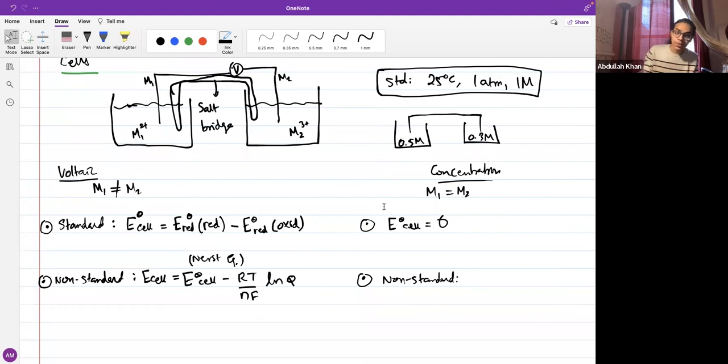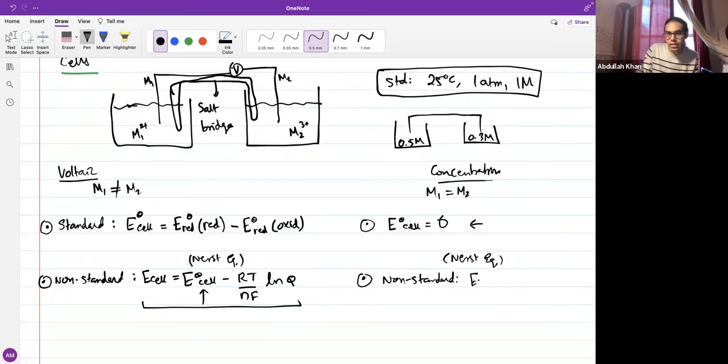Okay, cool. And you still use the Nernst equation, but the modified version of the Nernst equation, because we know what this fact is. Take your general Nernst equation, which is here. And we know that the standard cell potential is 0. So plug in 0 for this. So you get E cell equals 0 minus, I can forget about the 0, just minus RT over NF ln Q. This is the modified Nernst equation for the concentration cell.